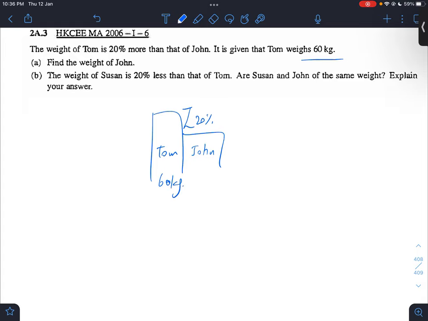Okay, so part A, the easiest way to calculate the weight of John is to set up an unknown. Let X be the weight of John. Now the weight of John times 1 plus 20% is equal to 60.